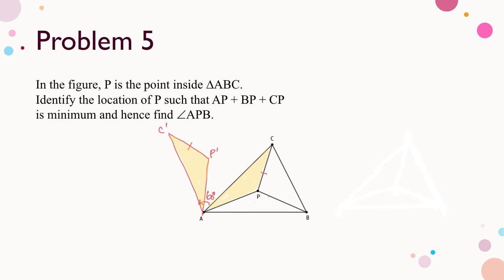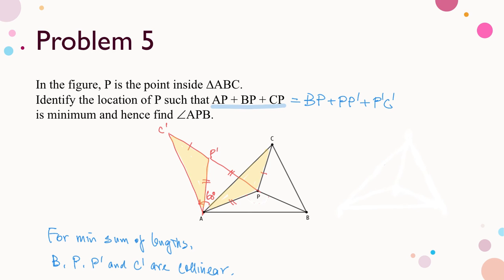Then, PC equals P'C' for congruent triangles by rotation, and AP equals AP', so triangle APP' is equilateral. In other words, PA plus PB plus PC equals BP plus PP' plus P'C'. For minimum sum, B, P, P' and C' are collinear. That is, P is somewhere on the line segment BC'.